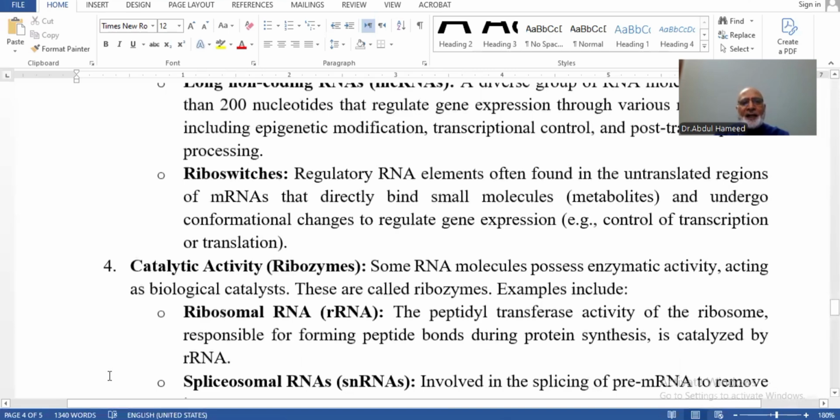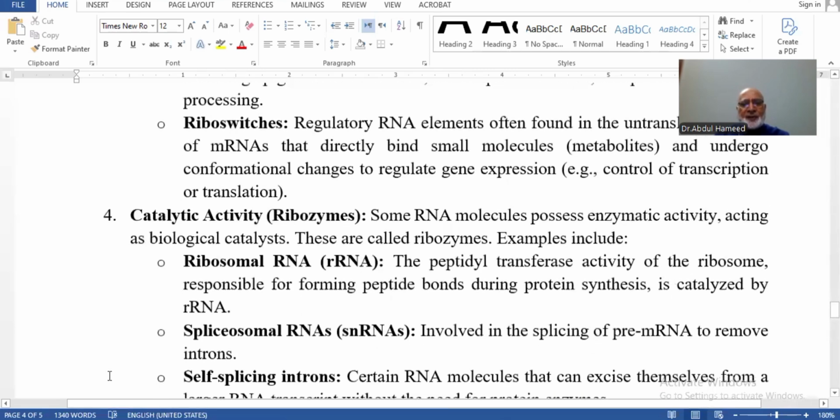So catalytic activity, ribozymes, this is a well-known example. Some RNA molecules possess enzymatic activity, acting as biological catalysts. These are called ribozymes. There are some examples like ribosomal RNA. Sometimes it may work as a ribozyme. The peptidyl transferase activity of the ribosome, responsible for forming the peptide bond during protein synthesis, is catalyzed by ribosomal RNA.